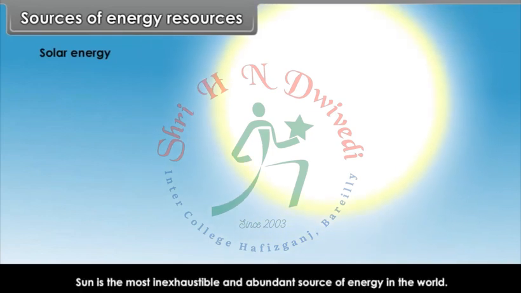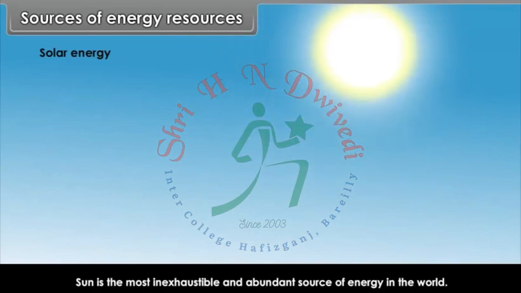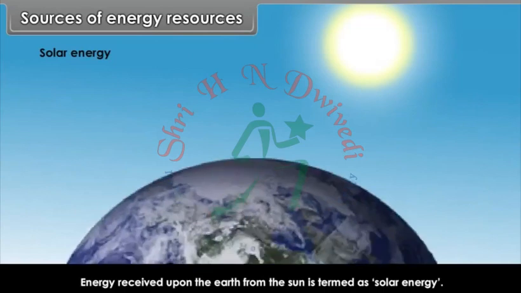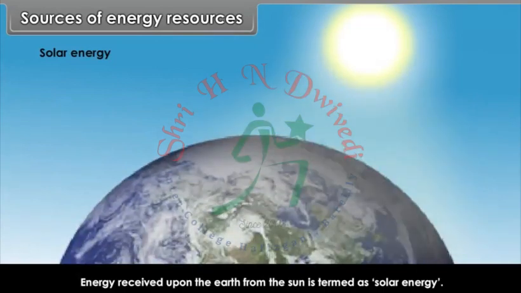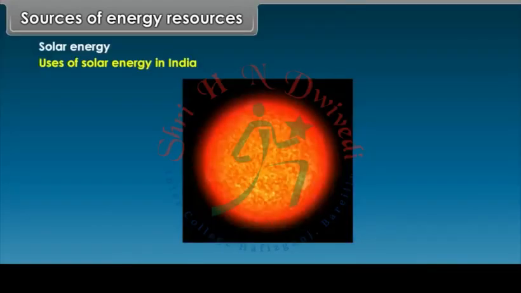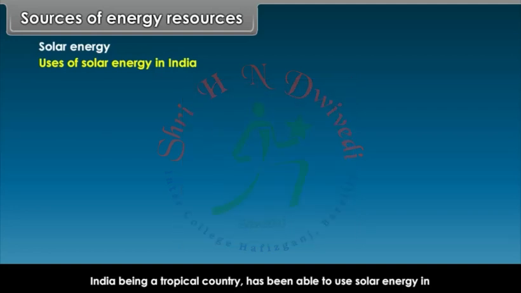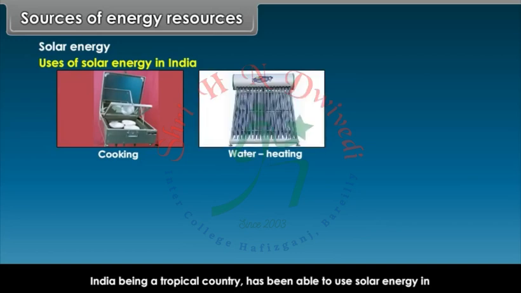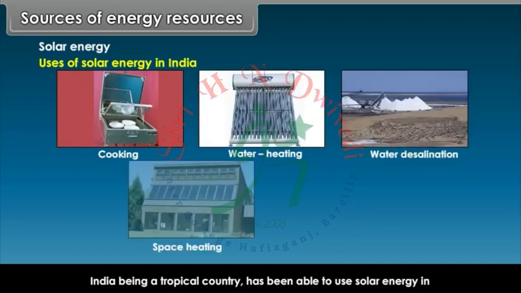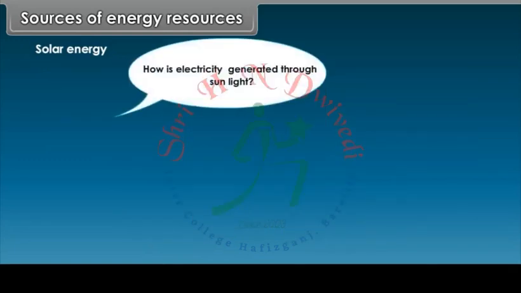Solar energy. Sun is the most inexhaustible and abundant source of energy in the world. Energy received upon the earth from the sun is termed as solar energy. Now, we can list out some uses of solar energy in India. India, being a tropical country, has been able to use solar energy in cooking, water heating, water desalination, space heating and crop drying.